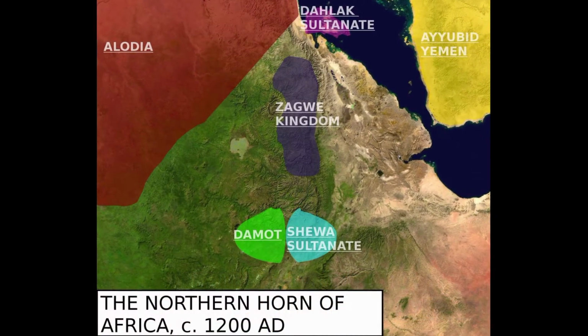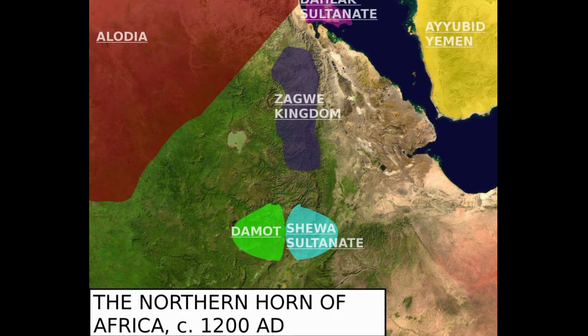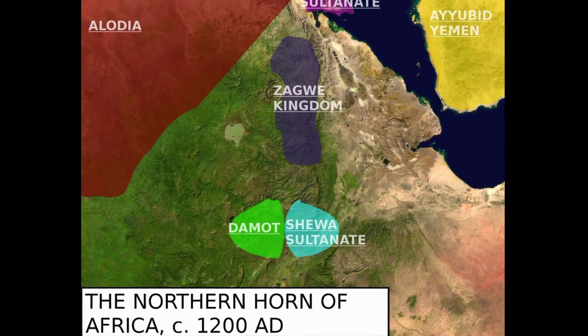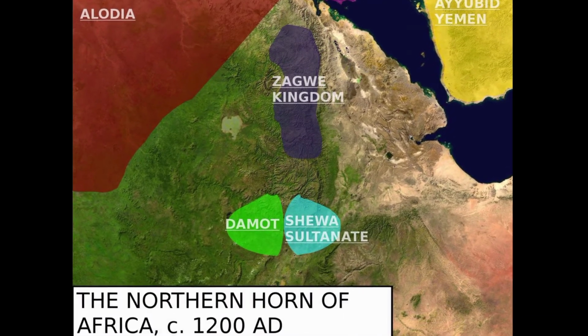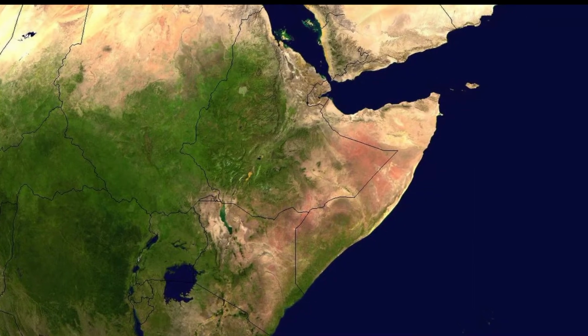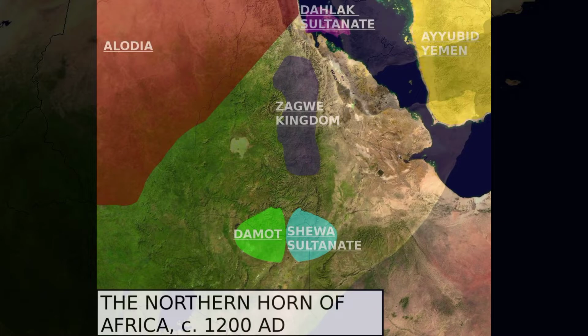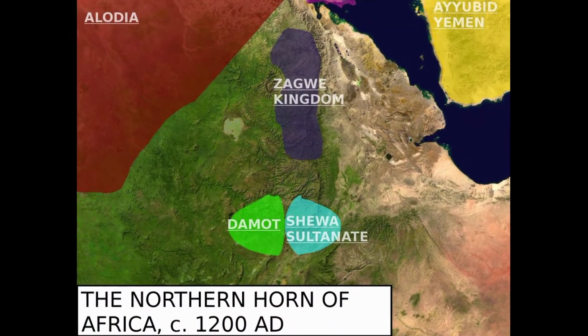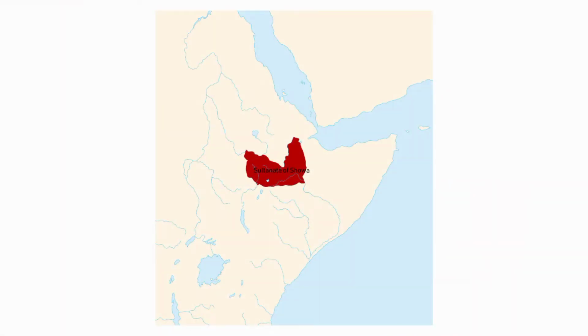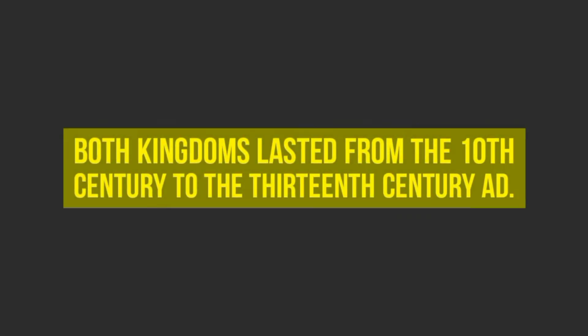Although time periods may vary, the Zagwe dynasty started ruling parts of Ethiopia from the 10th century and lasted until 1270 AD. Various other kingdoms ruled certain parts of Ethiopia during this period. The kingdom of D'mt ruled parts of western Ethiopia, while the Sultanate of Shur ruled small parts of central Ethiopia. Both kingdoms lasted from the 10th century to the 13th century AD.